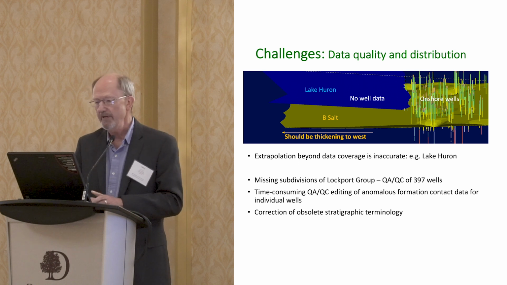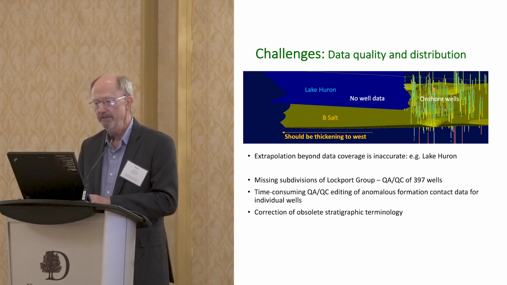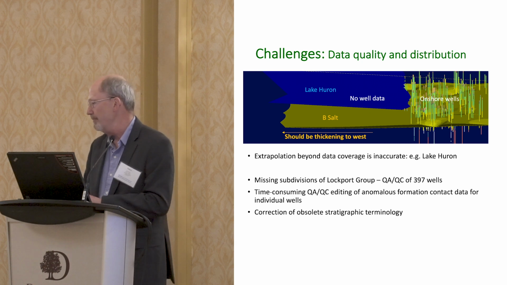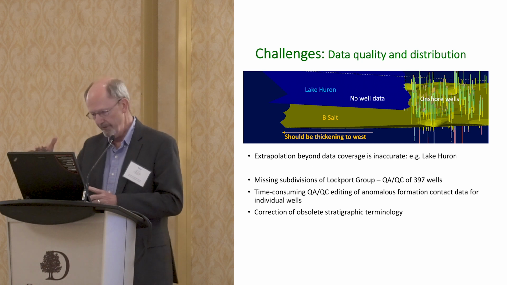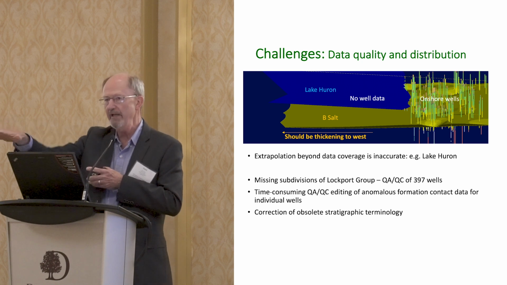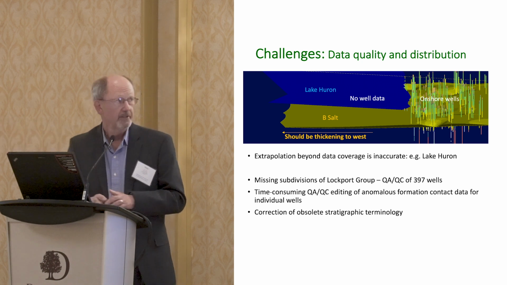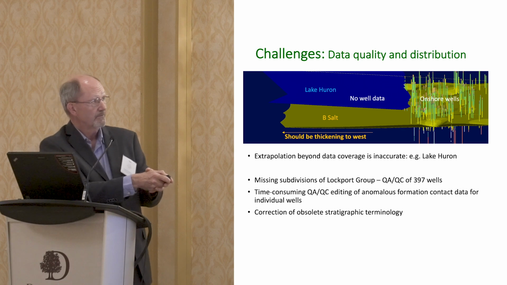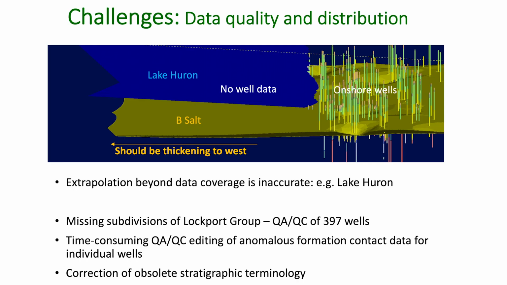This is an example of what happens when you don't have any data. This software turns out to be a terrible extrapolator. If you don't have any data and you're looking in front of where you have data, it doesn't do very well at doing that. So this example here, this is onshore and this is Lake Huron. So we have lots of wells in the onshore area, no wells out here in Lake Huron. So the example I'm showing here is the B salt. So the model, the algorithm, has taken the B salt and it's pinched it out. It makes it thinner as it goes west, when the opposite is the case.